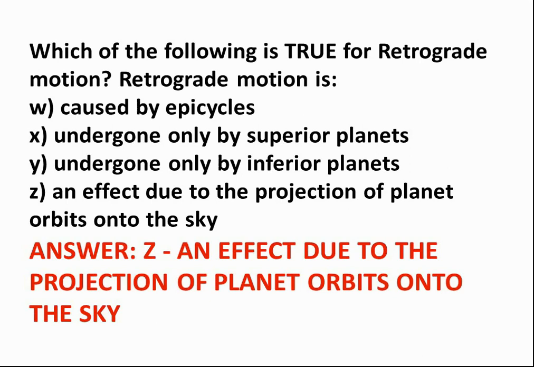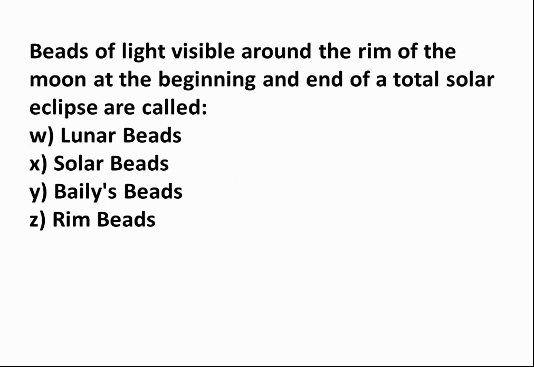Answer: Z. An effect due to the projection of planet orbits onto the sky. Beads of light visible around the rim of the Moon at the beginning and end of a total solar eclipse are called W. Lunar beads. X. Solar beads. Y. Bailey's beads. Z. Rim beads.